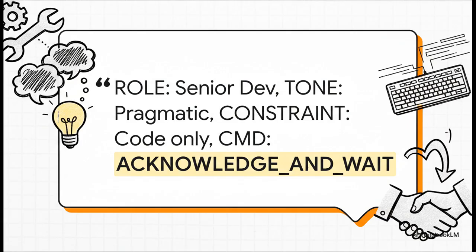So, let's see how this all comes together in a real example. See here? We have our role, senior dev. We have our tone, pragmatic. And notice that constraint, code only. That's our dictionary step in action, setting a really hard rule. And then it all gets wrapped up with that crucial handshake command. This entire block is now a reusable copy and paste tool you can use for precision control.